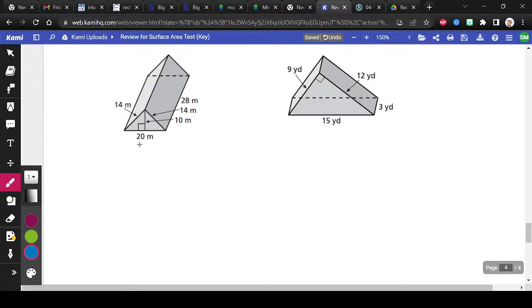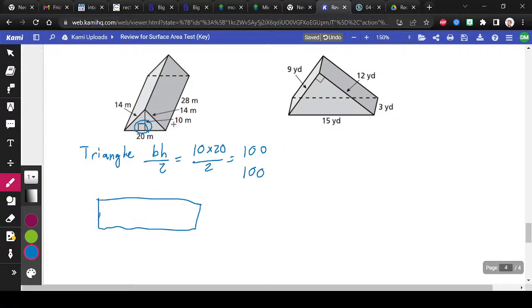Last couple here. In this picture, here's my right angle. So we've got triangles, base times height. So we have 10 times 20 divided by 2, which is going to be 100. So we have two 100s. And then the front triangle is 28 meters away from the back triangle. And so the sides of the triangle are 14, 14, and 20.